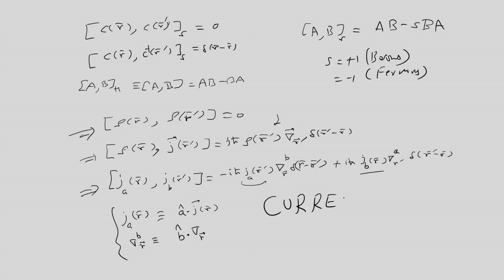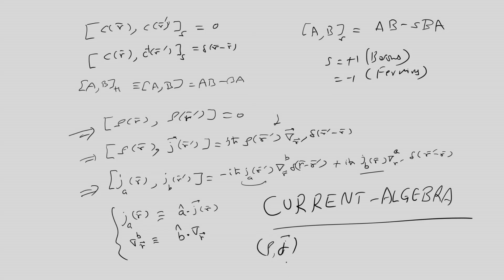Of course, it should be called density-current algebra specifically, but it is called current algebra because density can be thought of as the time component of a 4-vector. So rho and j together are like a 4-current, and in that sense it is called current algebra. So I am going to stop this course right here.